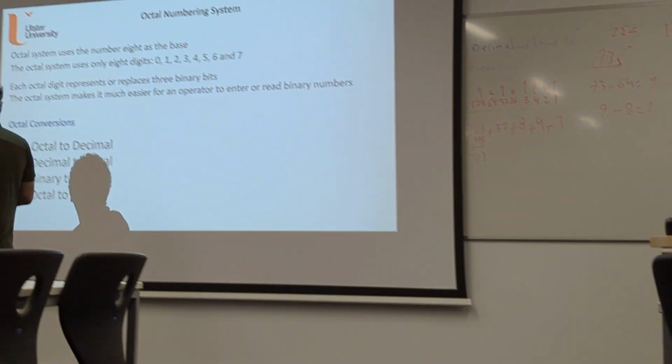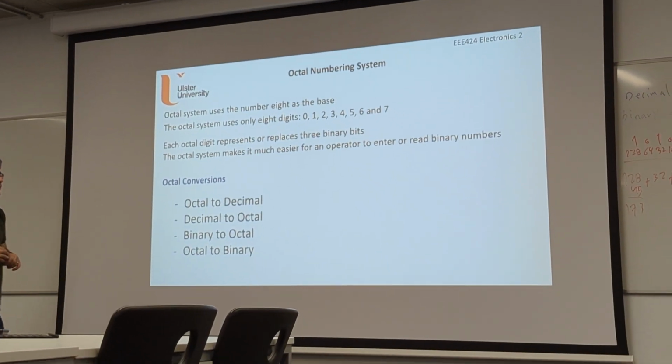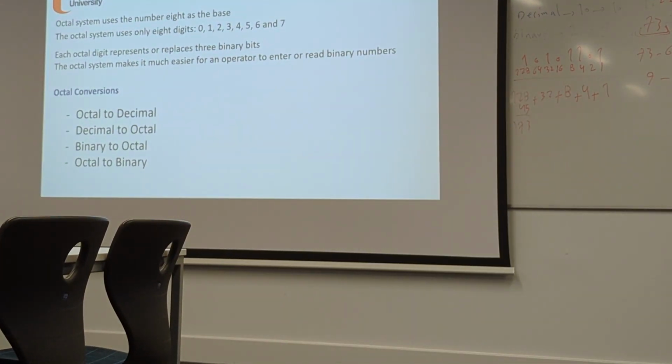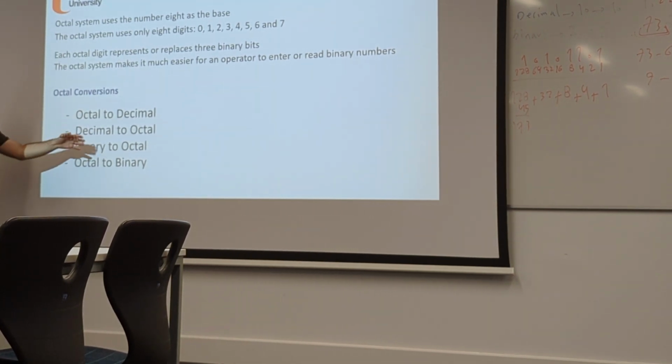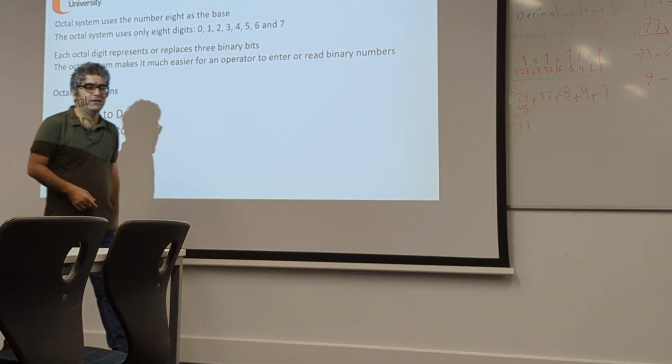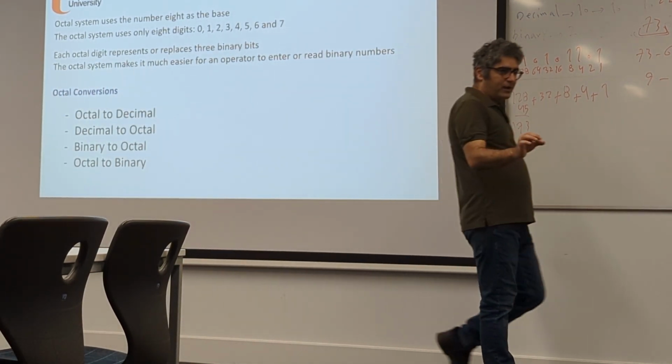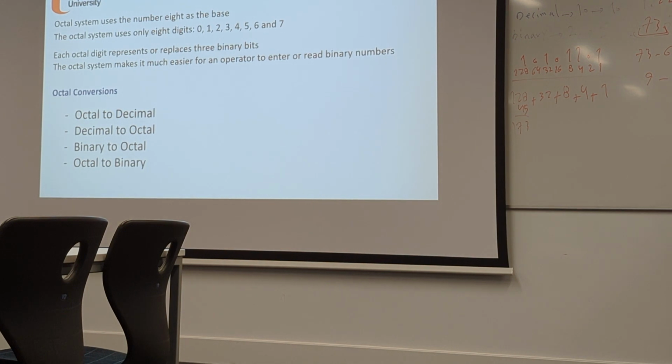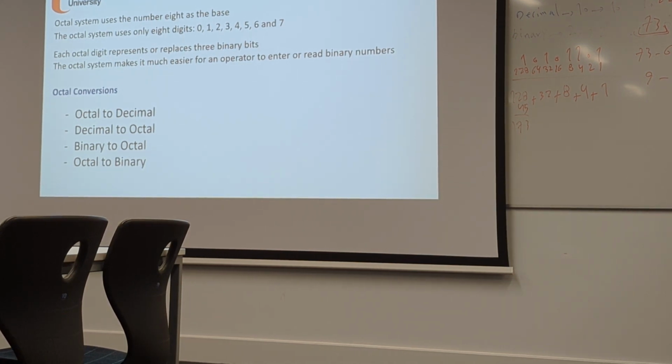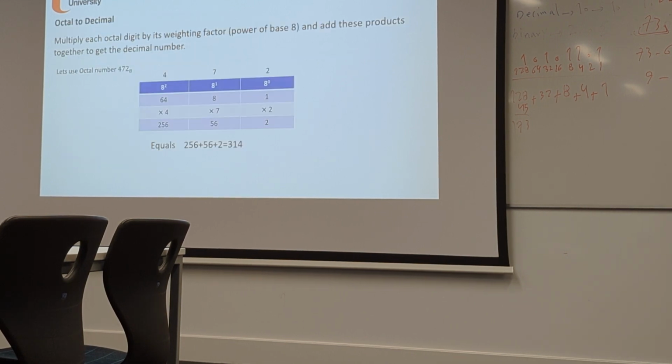The octal system makes it much easier for an operator to enter or read binary numbers. So, we have four things to know in octal conversion: octal to decimal, decimal to octal, binary to octal, and octal to binary. Remember, each digit in octal is represented by 3 binary digits of 0 or 1. It's important, and the form is 1, 2, 4. First, octal to decimal.